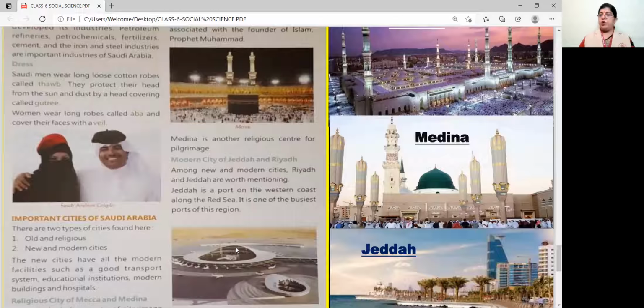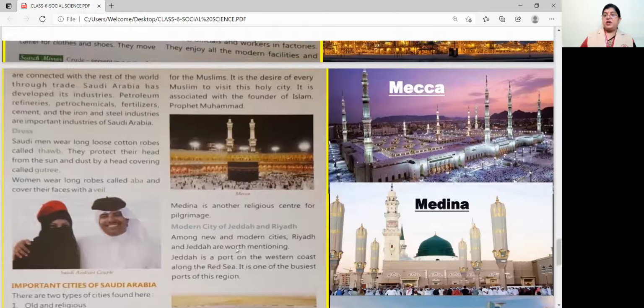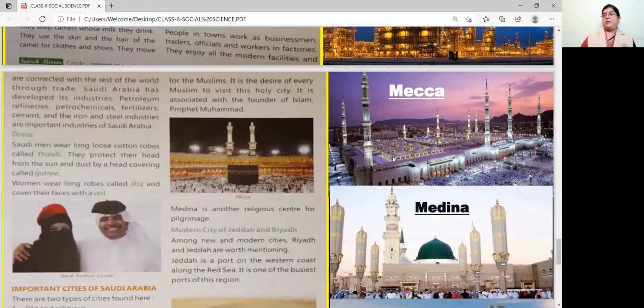Important cities of Saudi Arabia. Now again, there are two types of cities found there, as with occupation also. Two types of people live in towns and cities and in villages. And again, two types of cities are found here: old and religious. They are old also and they are religious also. And second is new and modern cities. Now we'll just look at the religious city, Mecca.